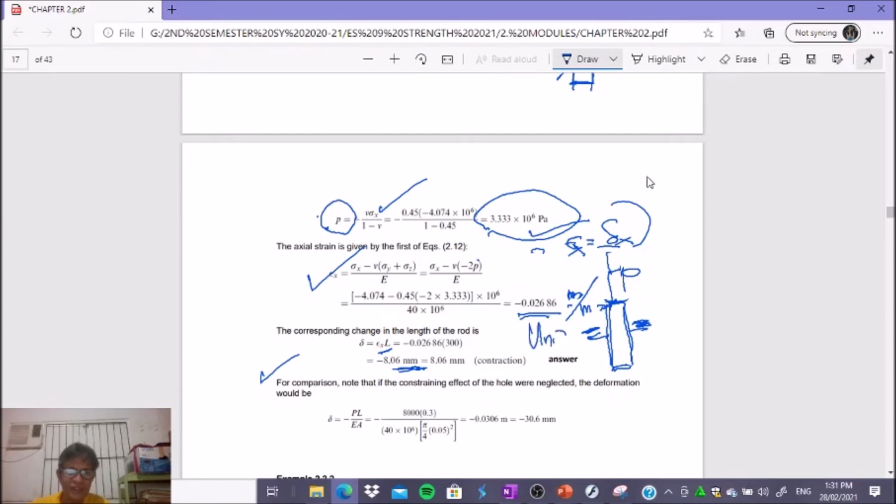It becomes a uniaxial case, and therefore we can use this formula now, P over A, or let's use the uniaxial case, then you will get this. The deformation, or the contraction, is equal to negative 30.6. As a comparison, it has a bigger contraction than this negative 8.06 if it is restrained. Of course, it is being held. It cannot expand, so it cannot easily contract. That is what this problem means.